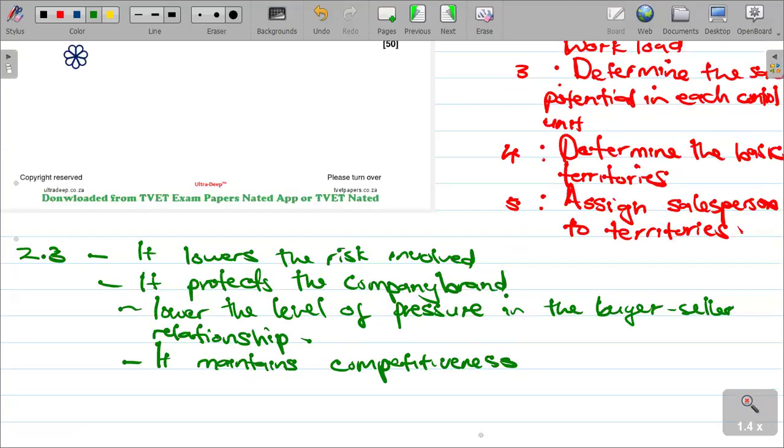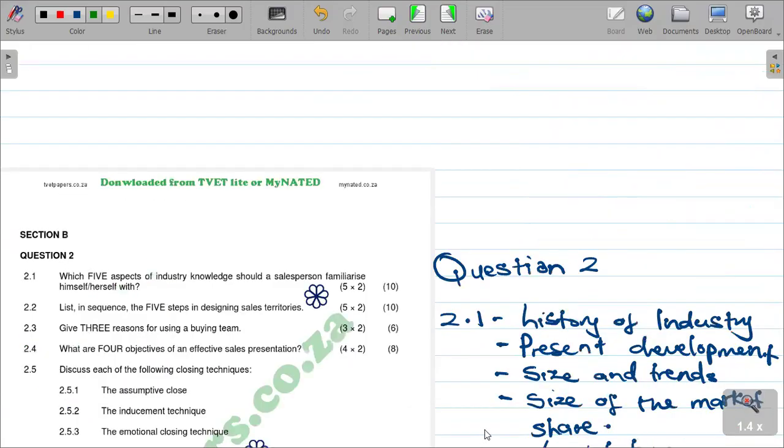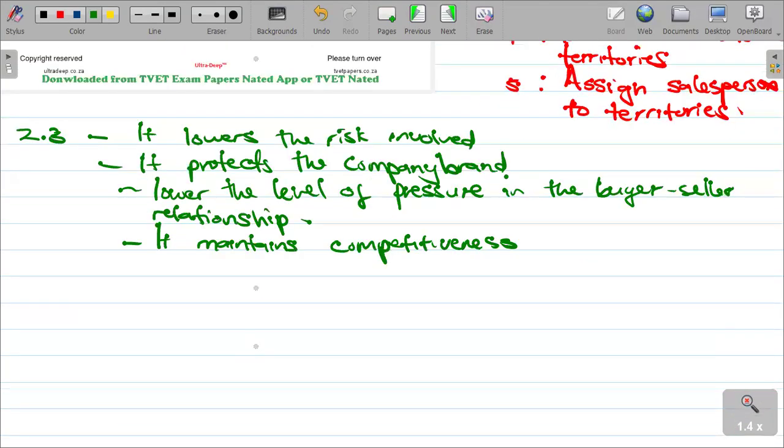Right. So let's go to 2.4. What are 4 objectives of an effective sales presentation? We're going to talk about 4 objectives.